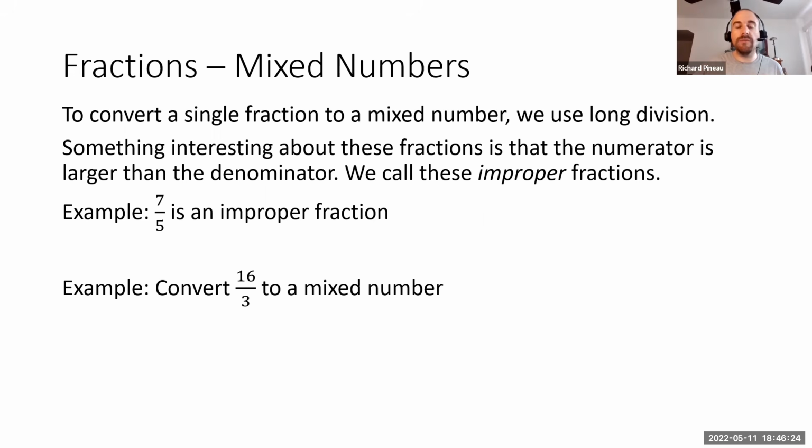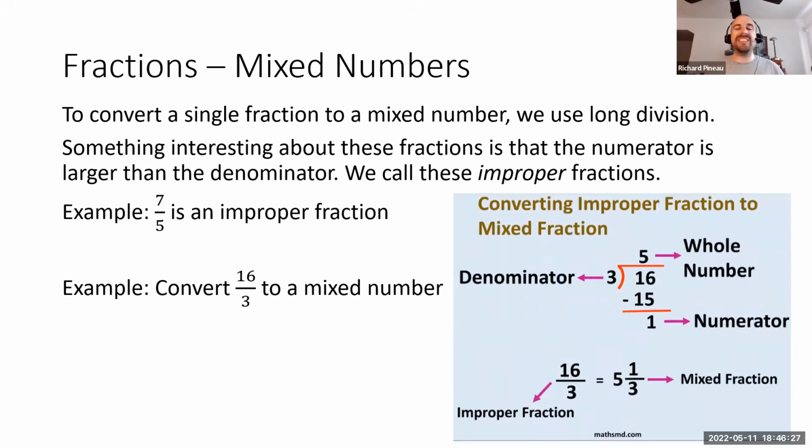Well, we use long division. The numerator becomes the dividend. In other words, that 16 goes into the division house, if you will. The denominator of 3 is the divisor. So you divide 3 into 16. That goes 5 times. 5 times 3 is 15. We subtract, we get a remainder of 1. So the quotient, that 5, becomes the whole number.